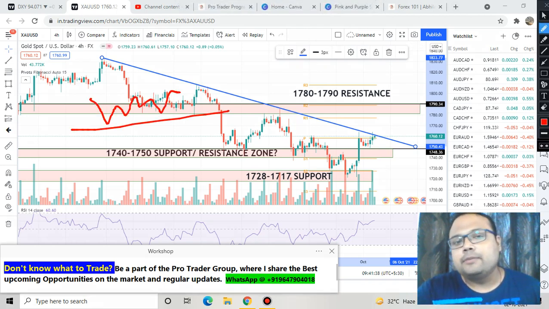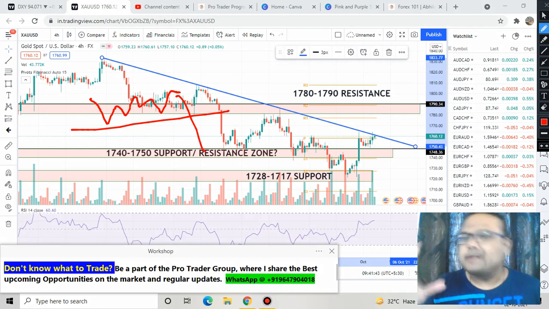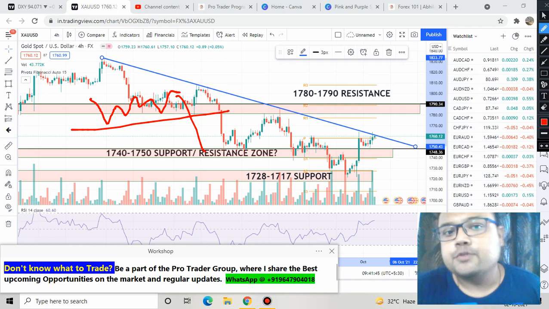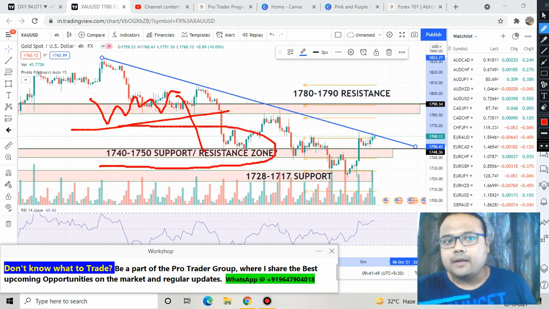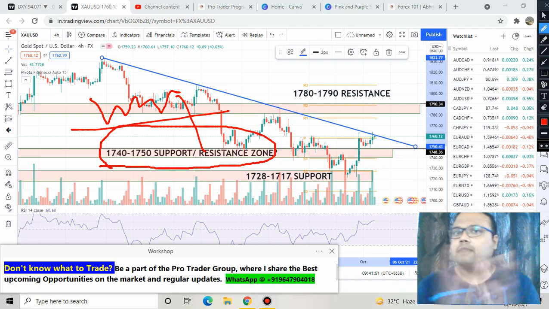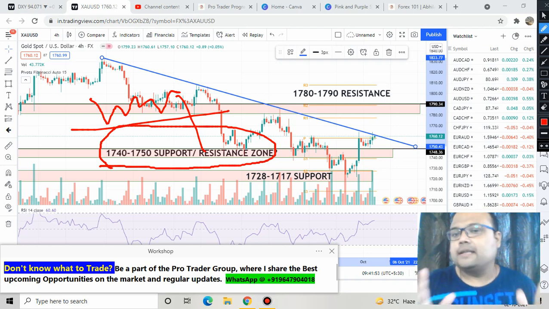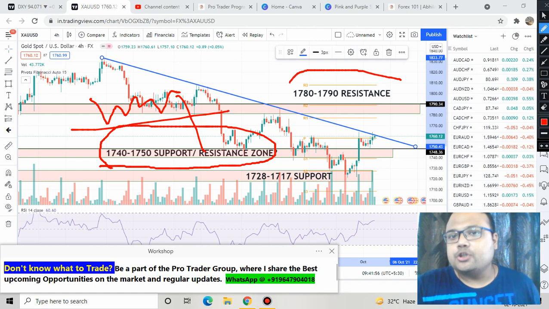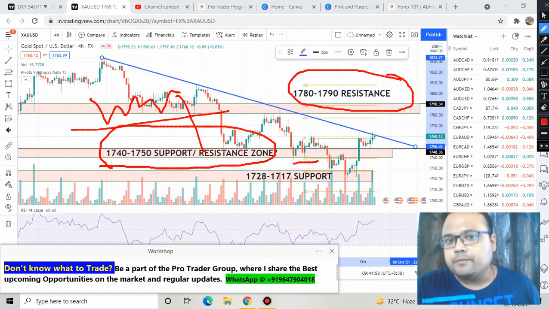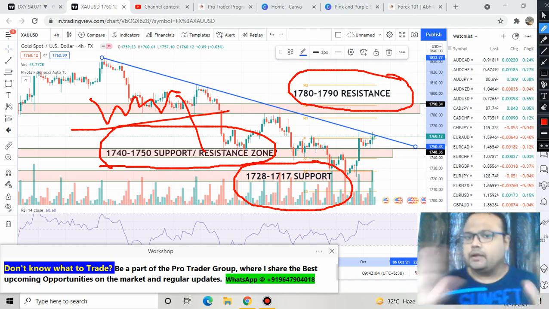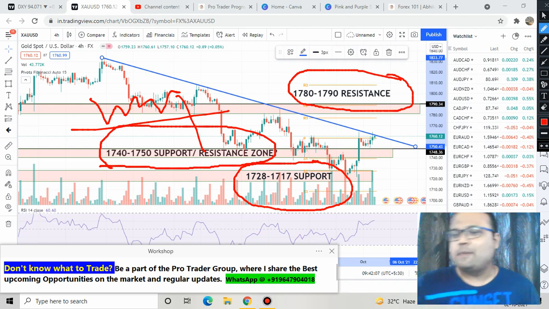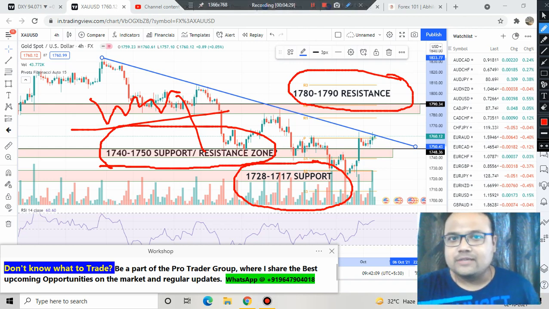then there is a possibility of a breakout. Usually the market breaks a level whenever it tests a level too much. So 1740 to 1750 is also an important level for the market, but keep in mind that this is quite dicey. The sure shot levels for us are 1780 to 1790, 1728 to 1717, which is also a very confident support for the market, and this trend line is also a good one. Clear? And we are not sure about the role of 1740 to 1750.